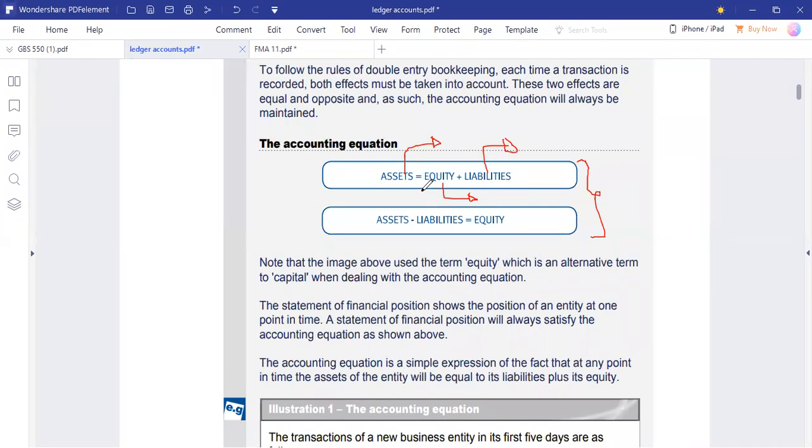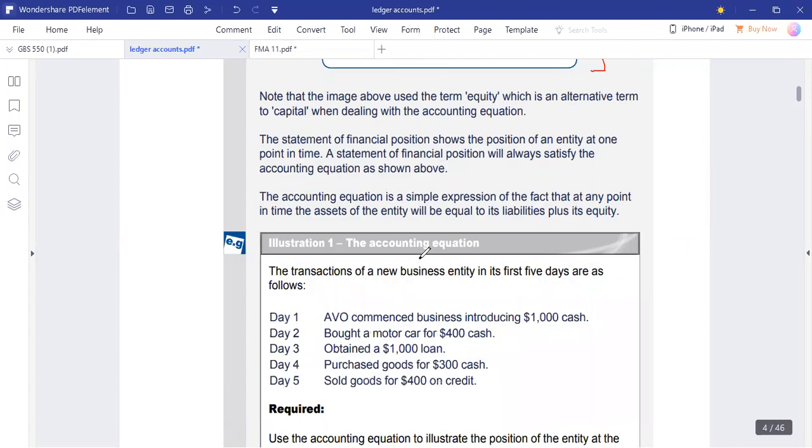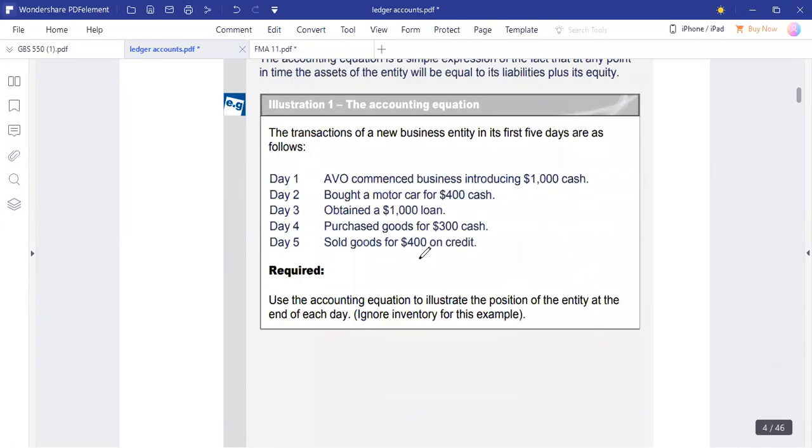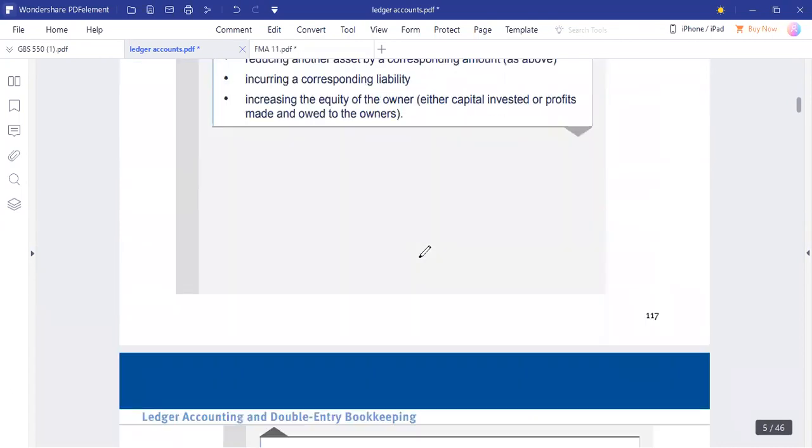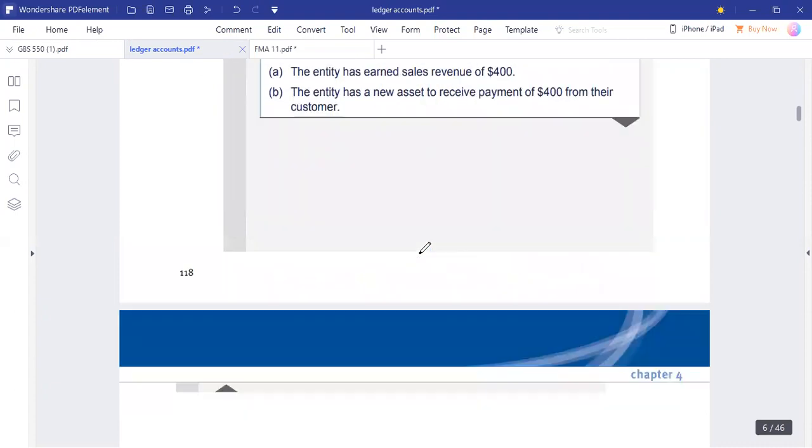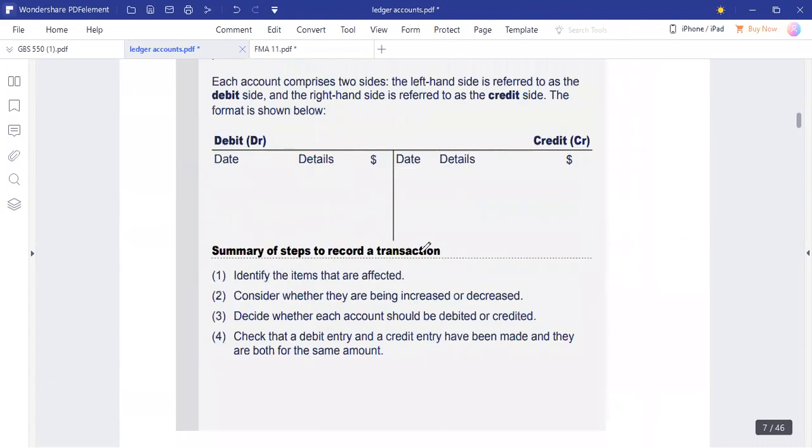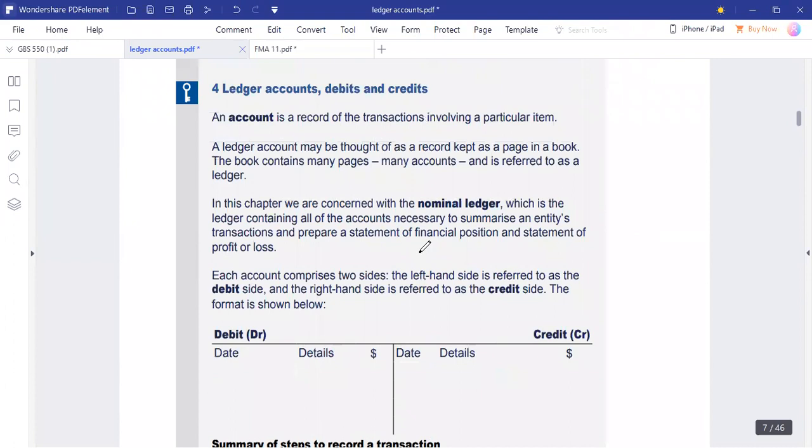Now, I covered all this in Unit 1, where we discovered and taught all these key concepts. So today I want us to learn how to do the ledger accounts. Ledger accounts are very important because they will help us understand how to post to another book, which is called the trial balance. An account is simply a record of transactions that involve a particular item.